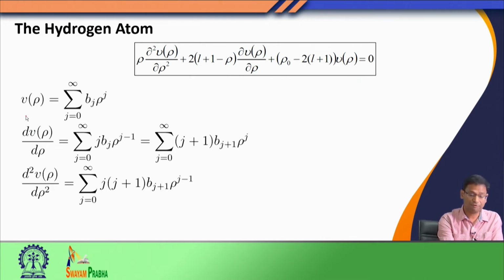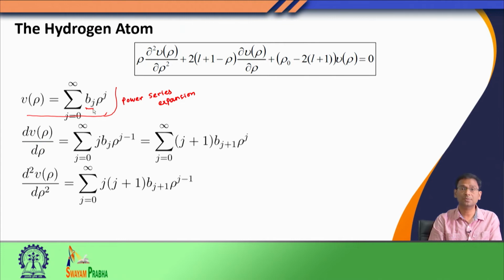Now, we have to define what our v is, and we defined our v as a power series expansion, where Bj are simply the coefficients of different orders of polynomials. So, here j goes from 0 to infinity, where the function is Bj rho to the power j. The advantage of expressing this unknown function v of rho as a power series expansion is that we have the freedom to choose where to truncate this series.